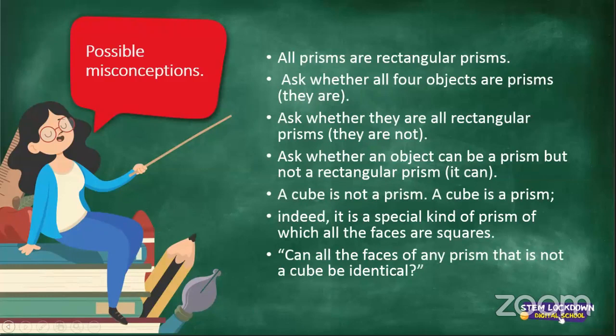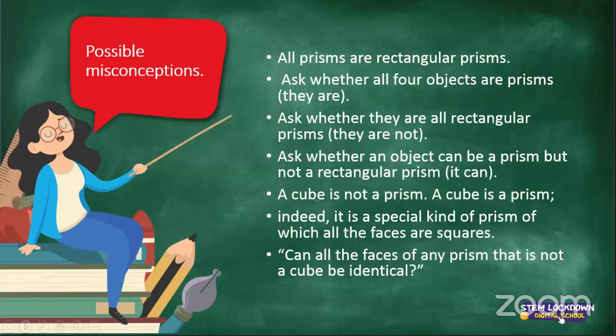All right, it is a misconception that a cube is not a prism. That's a misconception. A cube is a prism. It is a special kind of prism with all faces that are square. It is different from other prisms because all its faces are square and they are the same shape and size.